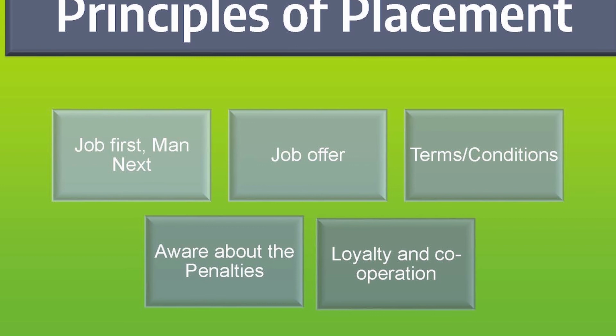There is no compromise on the requirements or the qualification of the man with respect to the job. Job offer. The job should be offered to the man based on his qualification. Terms and conditions. The employee should be made fully aware of the terms and conditions prevailing in the organization. Aware of the penalties. The employee should also be aware of the penalties if he or she commits a wrong or lapse. Loyalty and cooperation. He should be told about the loyalty and the cooperation that he is expected to put into the organization.